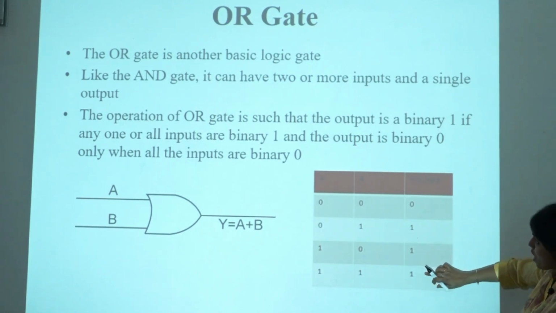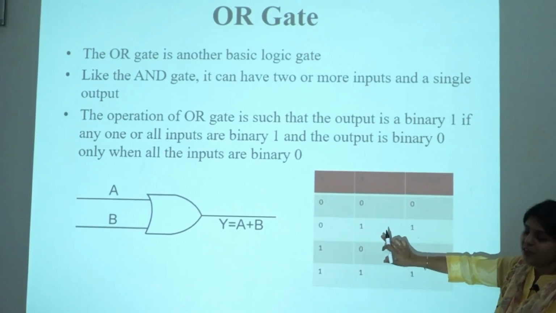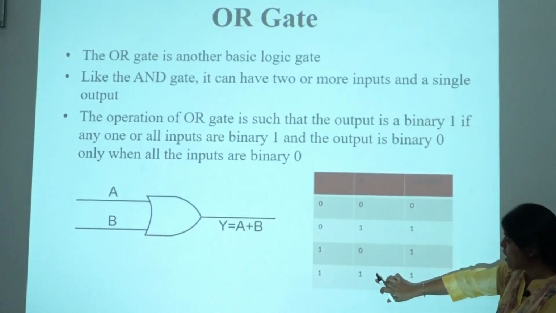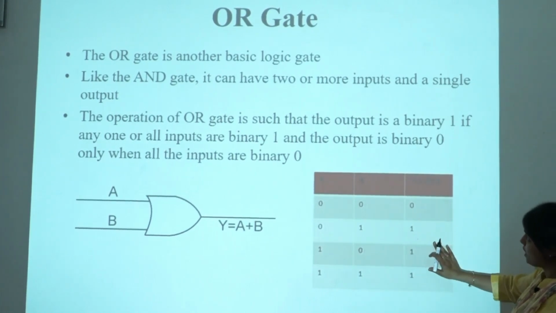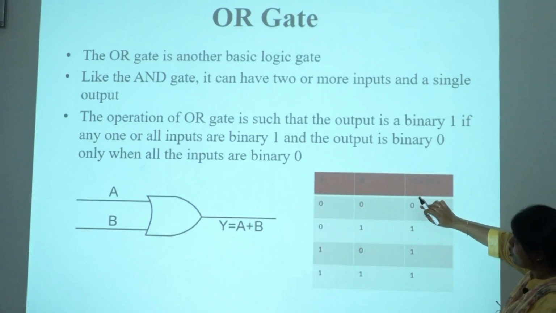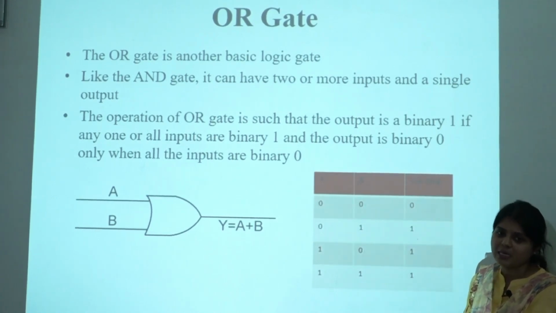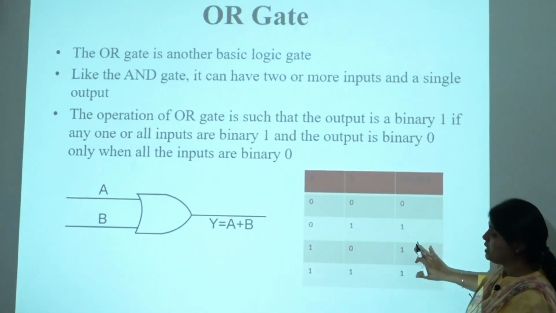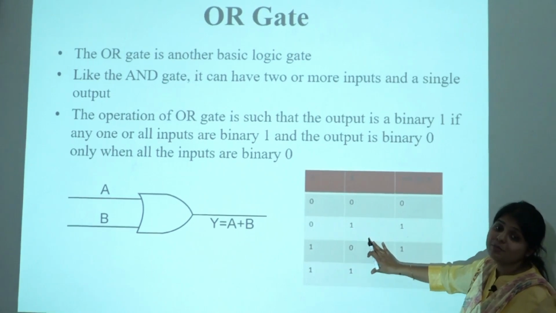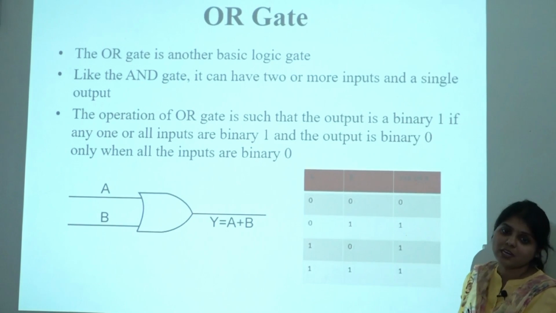The output is 1 if one input is 1. If any of the inputs is 1, or if both the inputs are 1, the output will be 1, and the output is 0 when all the inputs are 0. I repeat: the operation of the OR gate is such that the output is 1 even if one input is 1, and the output is 0 if all the inputs are 0.